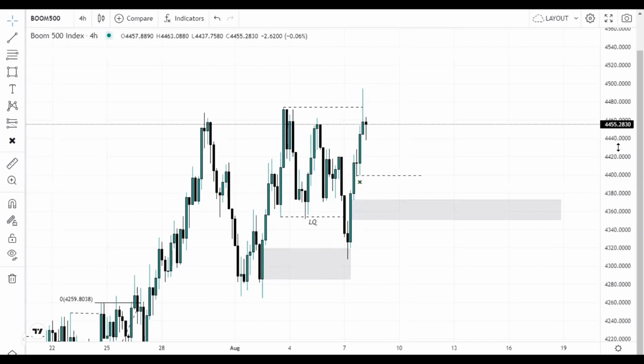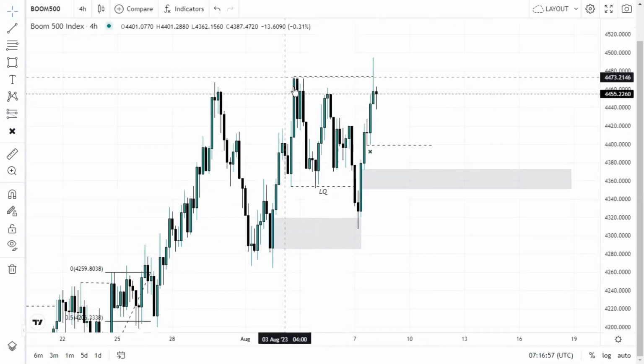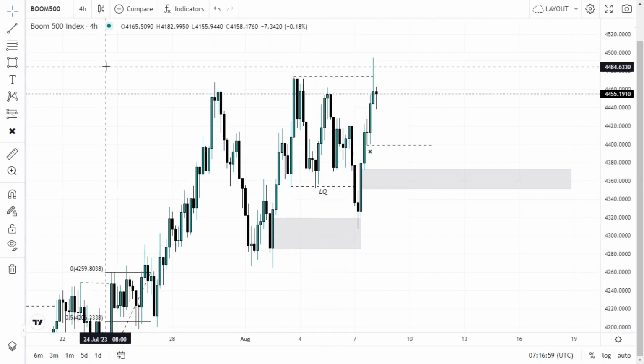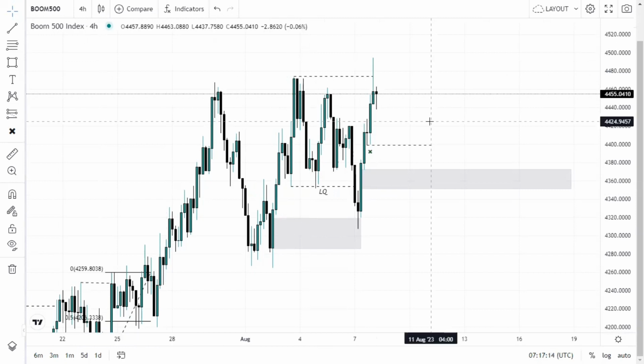Now, talking about liquidity and imbalances. First of all, I'm going to start with explaining imbalance. I'm going to show you what an imbalance is, how you can identify an imbalance, and then I'm going to go over to liquidity. Now, when we talk about imbalances, an imbalance is just an inefficiency in price.